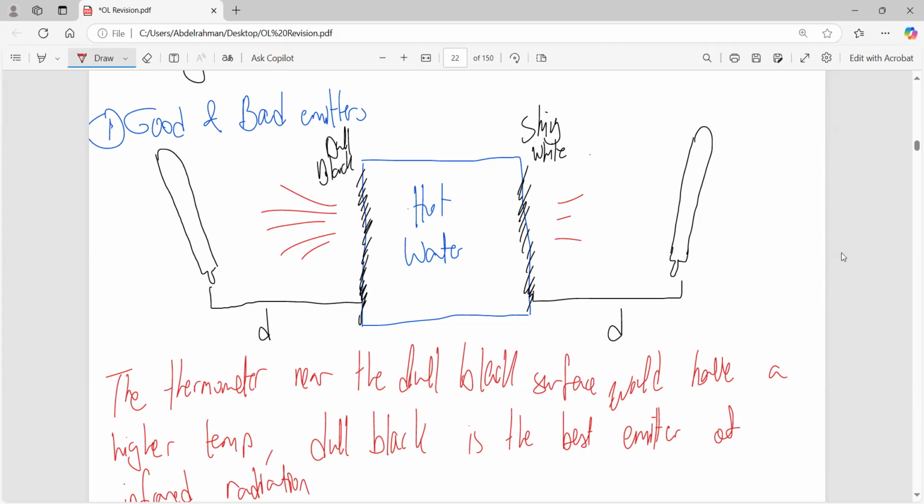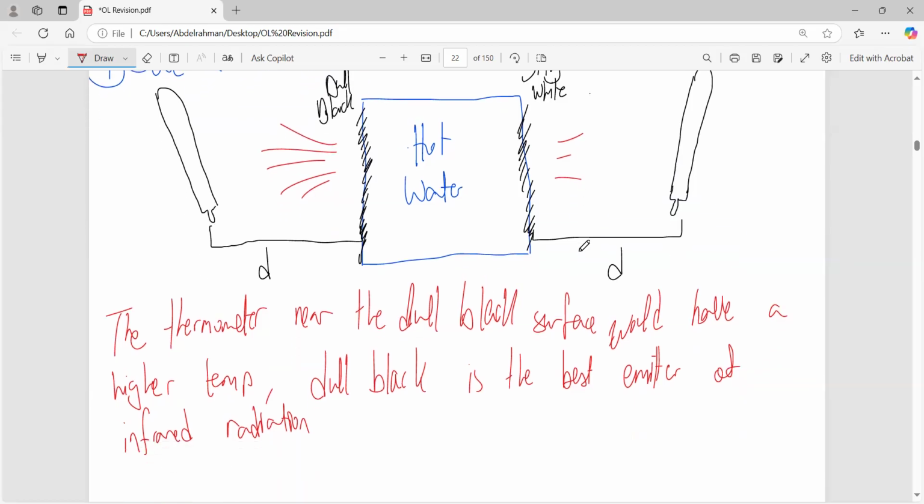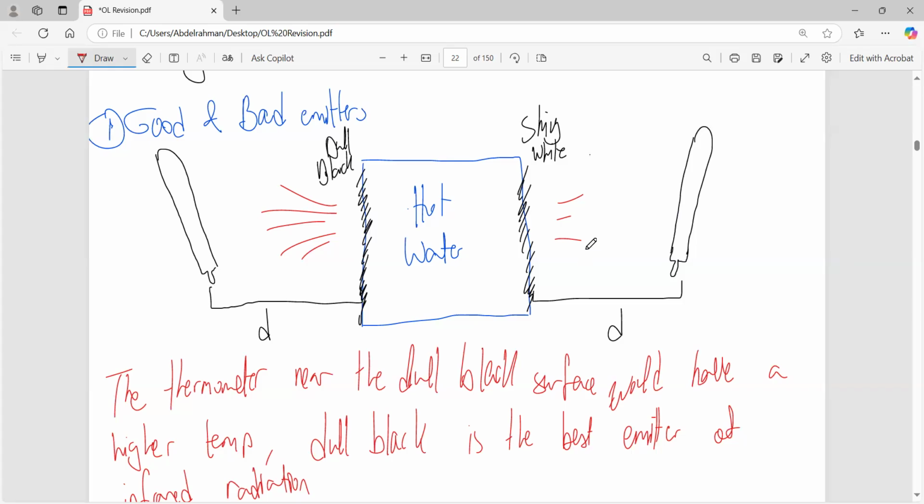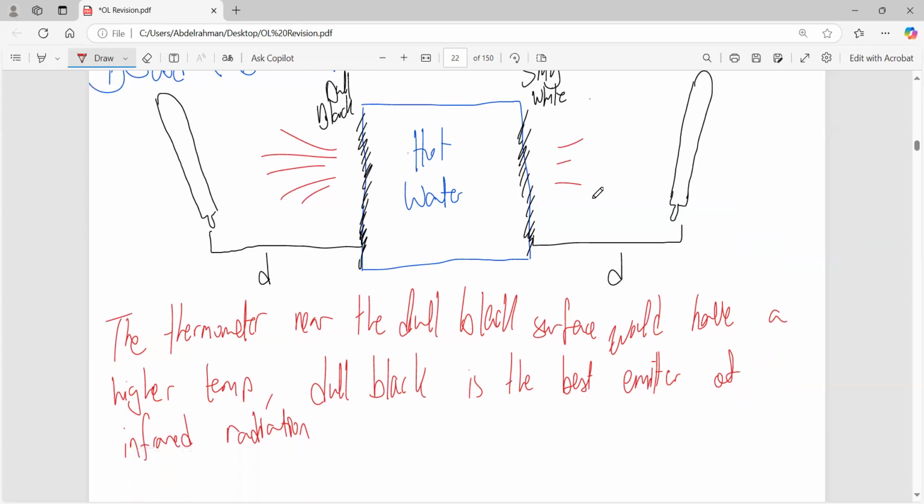If you write that the shiny white prevents infrared radiation, that's wrong. You would lose a mark. Shiny white doesn't prevent. It reduces. We can say it reduces the amount of infrared radiation being produced or emitted by this hot water. But never say that the shiny white prevents. No, it doesn't prevent. It can reduce. Okay, it doesn't prevent, guys. So this is an example to determine the difference between good and bad emitters.